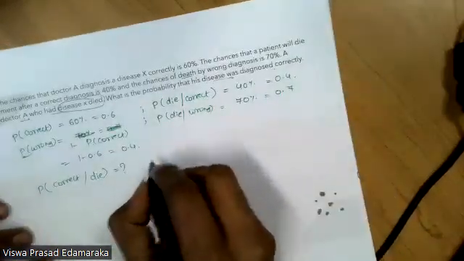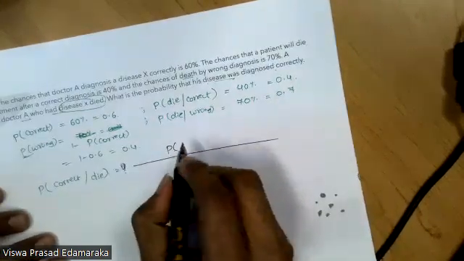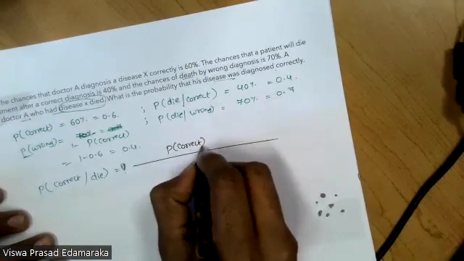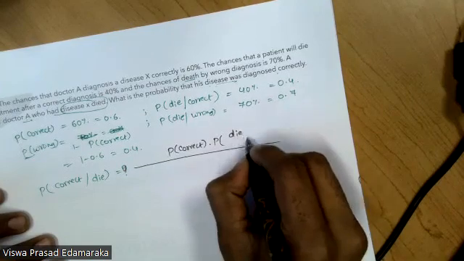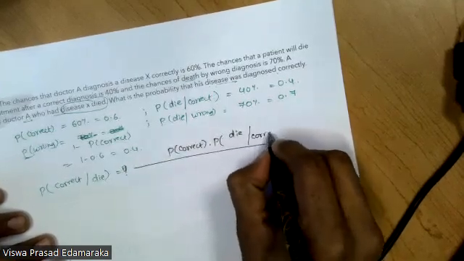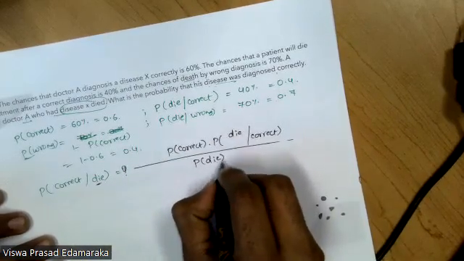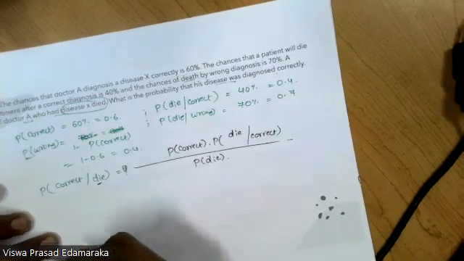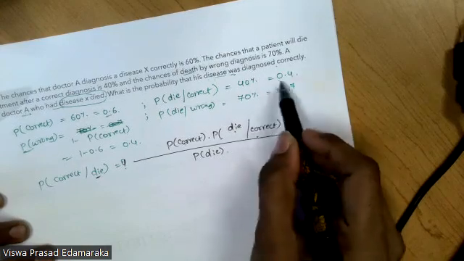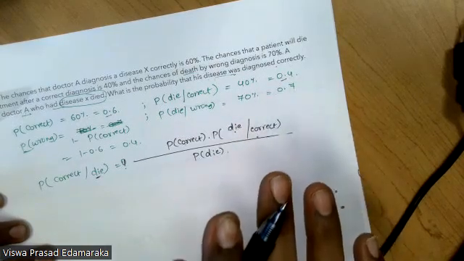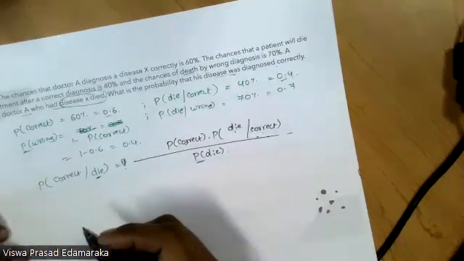We know that. How can we write P of correct given die? Simply inverse it. P of die and correct divided by P of die, which will come in the denominator. We know P of correct is 0.6, P of die given correct is 0.4. So we know the numerator, no problem. 0.6, 0.4. I need to find out P of die.